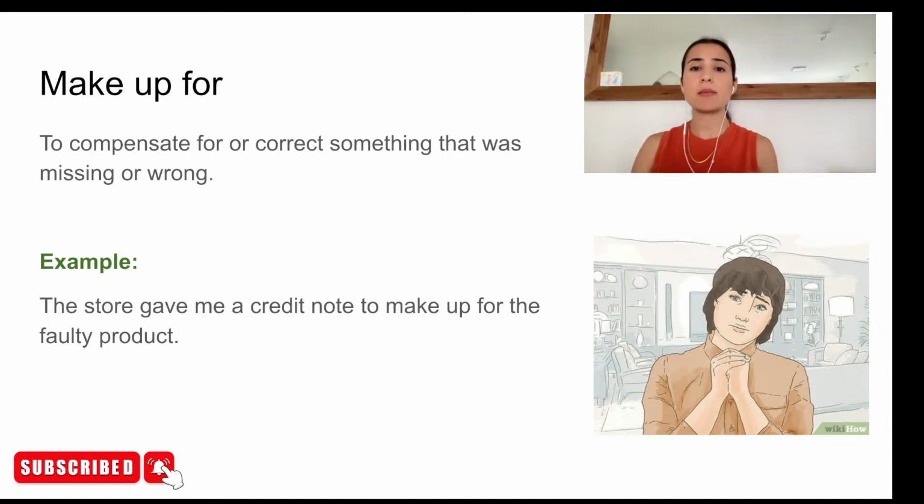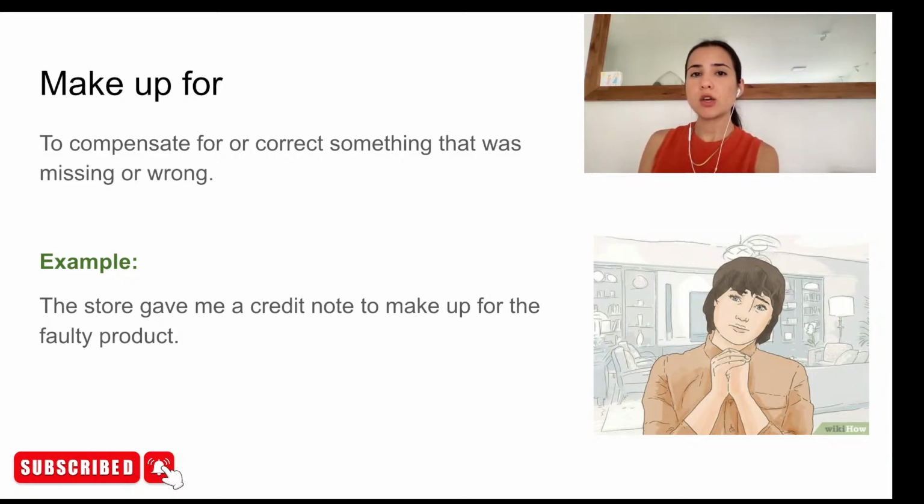You may send them an apology letter. You may offer them free shipping. All these things that you're going to offer them, they are used to make up for the mistake you made. So just like in this example, the store gave me a credit note to make up for the faulty product. Okay? So that's an example there. All right? So we make up for things by giving other things as a way to improve or correct our mistake. Okay?